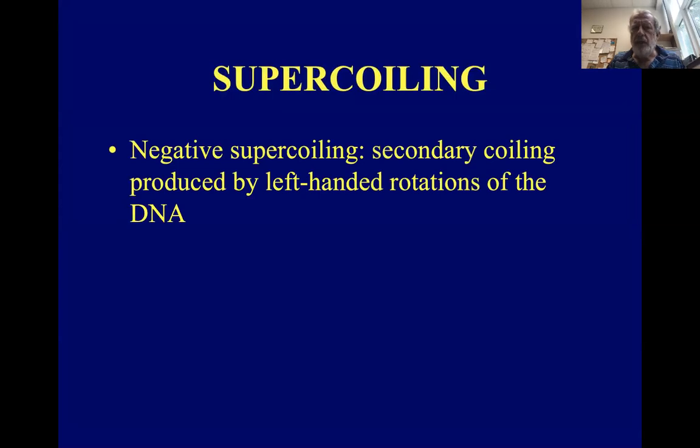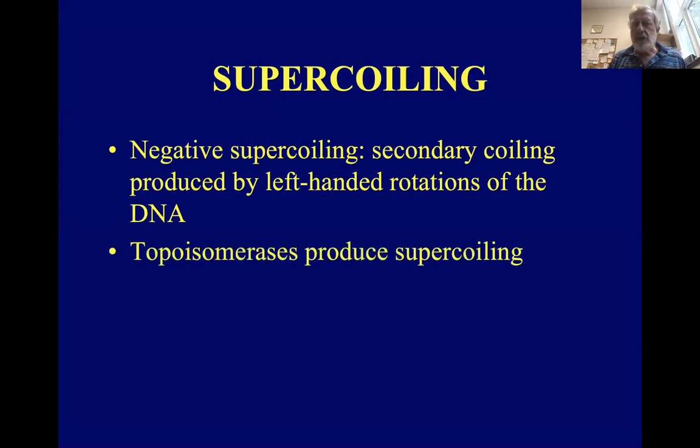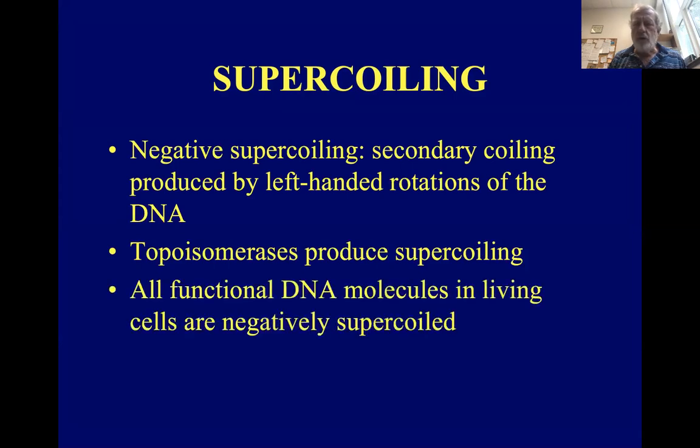Now, all DNA ever found in cells is negatively supercoiled, and that's how it can be wadded up to such a small size to fit in the nuclei and mitochondria and so forth of cells. Topoisomerases are enzymes that do this negative supercoiling.